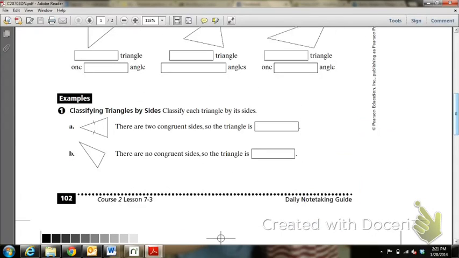Okay, so now in the first example, we're going to classify the triangle by its sides. So that means we look at the top 3 terms. So if there are 2 congruent sides, boom, boom, it means I'm looking at an isosceles triangle. And in B, if there are no sides marked, you can't assume that anybody looks the same. If they're not marked, you can't say it. So if nobody's marked, it's going to be scalene. Okay? Let's move on.